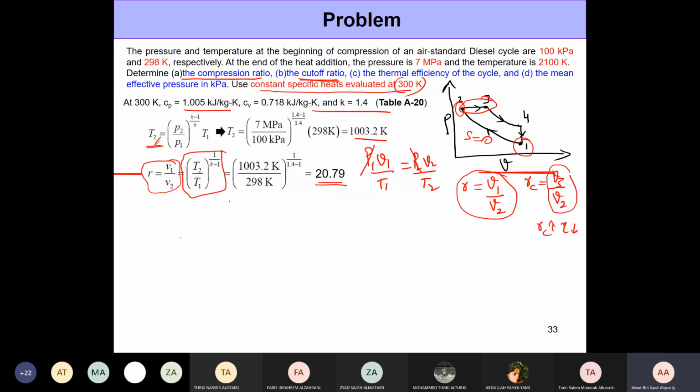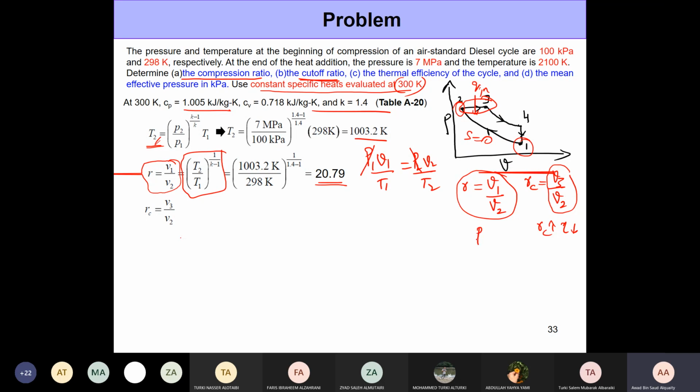So for determining RC, what we are looking at is to determine V3 by V2. Now, 2 to 3 is a constant pressure heat addition process, right? It's not an isentropic process, so we cannot make use of these ratios. So since we cannot make use of these ratios, the only other possibility here is to make use of the ideal gas equation, right? So I want to somehow write it in terms of T3 by T2. I know the temperatures. T3 is given, T2 is what we calculated already. So if you want to go there, we have to make use of the ideal gas equation.